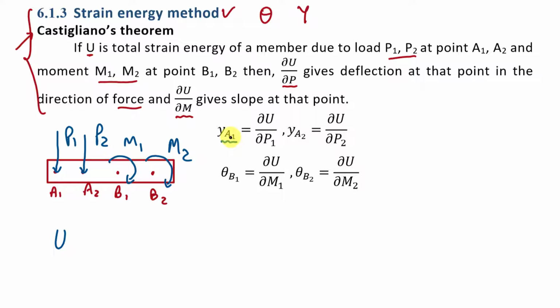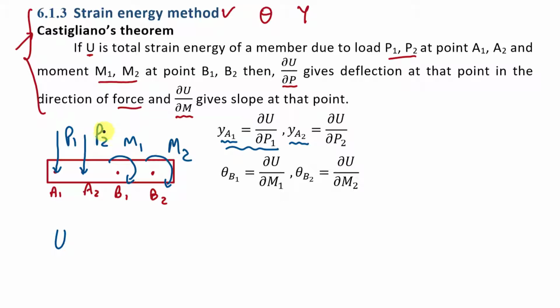Deflection at point A1 is the partial differentiation of strain energy with respect to P1, and it will give the value of deflection at point A1 in the direction of force. That means there will be deflection of this point in this direction, in the direction of this load P1. Fine? And if we take del U by del P2, the partial differentiation of strain energy with respect to load P2, then we will get the deflection at point A2. That means we will get the deflection of this point A2, and that will be in the direction of this load P2.